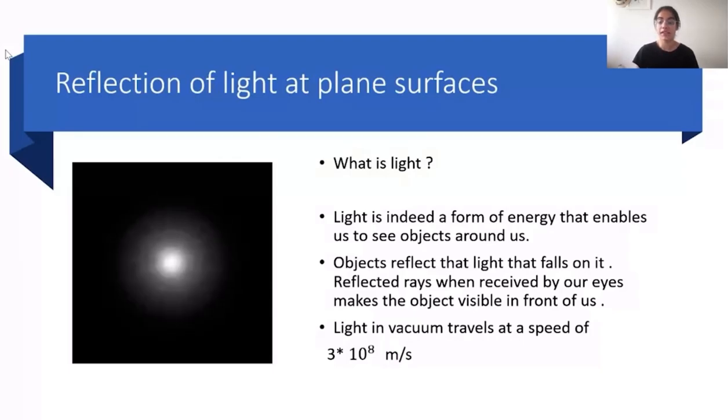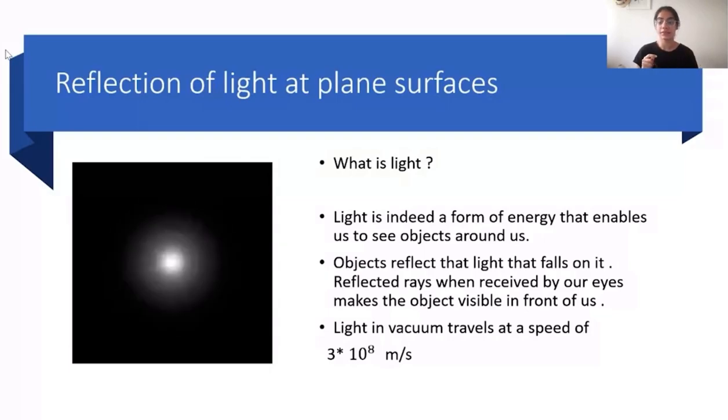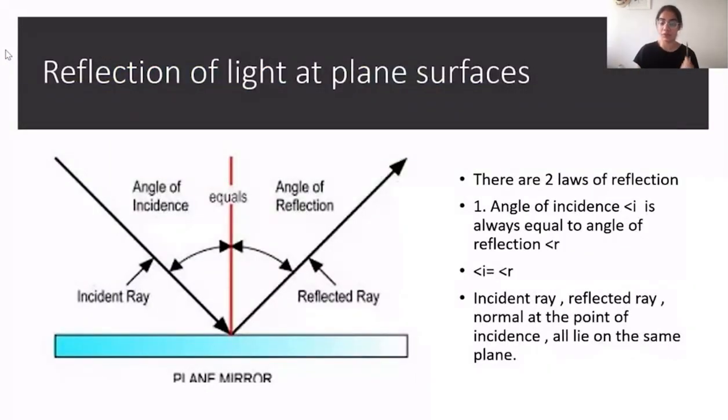So objects reflect the light that falls on them. Not all objects can do so. Reflected rays, when received by our eyes, make the object visible in front of us. As I told you, there are laws and there are ways in which we can see these objects, these images, through a certain point, and this is what we would be discussing in the coming sessions. How those images are formed, what exactly is an image.